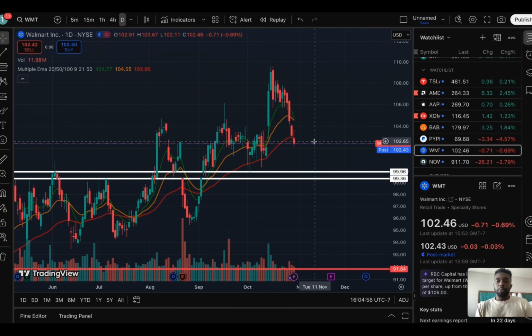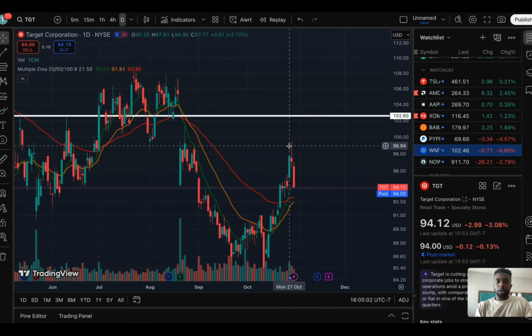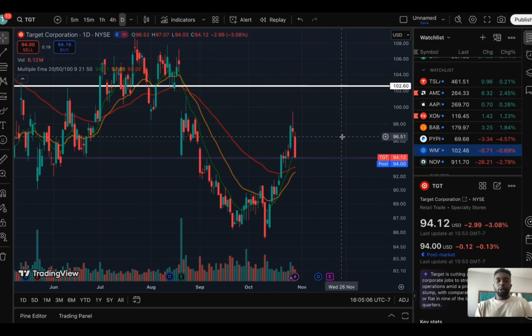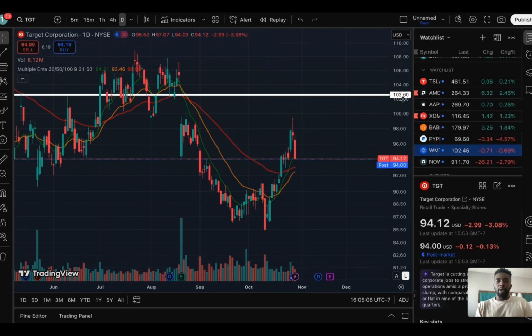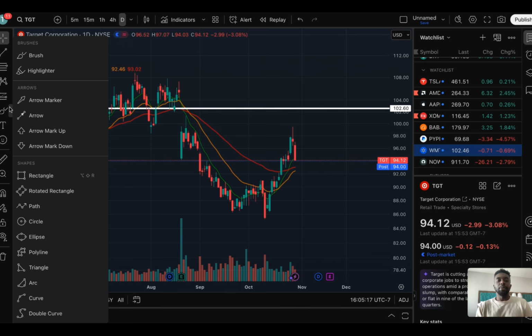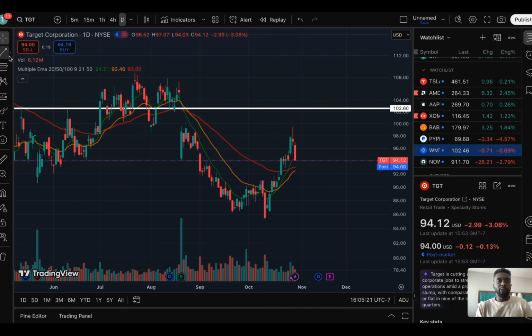So if I was to bring up a random chart, let's go with Target. And even Target, I've got a line. But the first thing I want to do when I look at any kind of stock, right, is figure out where the support is and where the resistance is. So when I say support, that usually means a line, a level, sometimes it can be a zone where a stock doesn't usually fall below, where price action doesn't usually fall below.